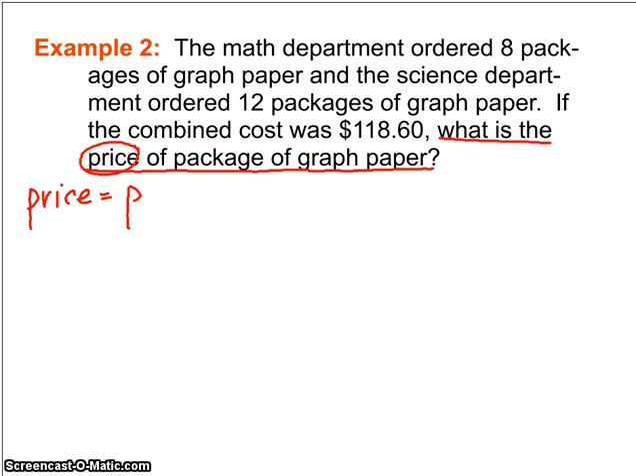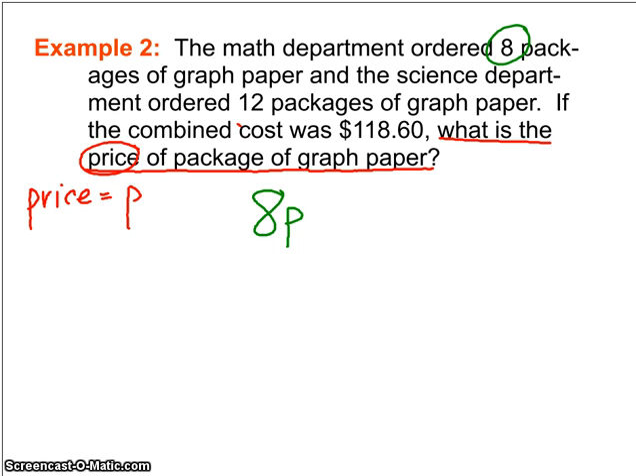So the math department is ordering 8 packages. Now, when you think about the cost of something, you would take the price. If you bought 1, you would take the price and multiply it by 1. If you bought 10 packages, you would take the price and multiply it by 10. The math department is ordering 8, so we are going to take 8 and multiply it by the price of 1 package of graph paper. That represents the math department paper.